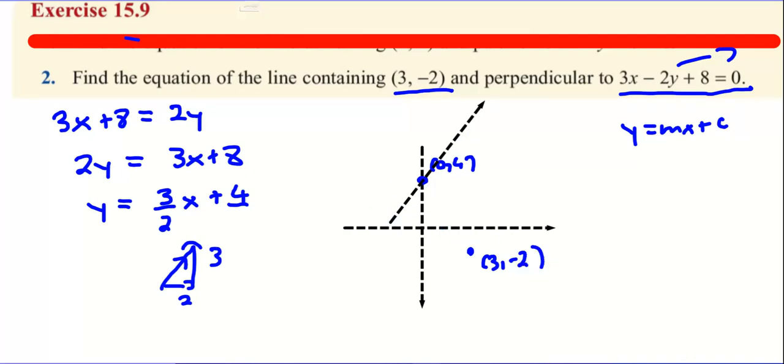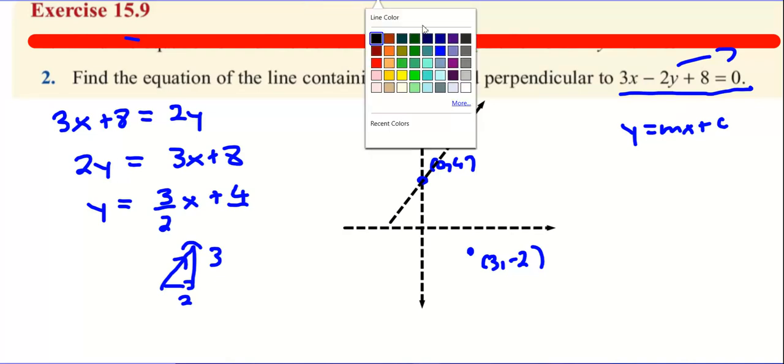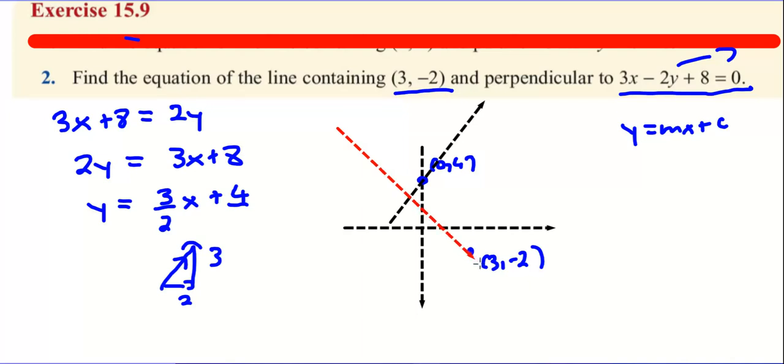So I'm going to color it in a different color. What we want is this red line here. This red line has to hit that line at 90 degrees, and it has to go through the point (3, -2). I'm trying to make this a 90-degree angle here. Okay, so that's what we're after. We're after the equation of the red line, not the black line, but the red line.